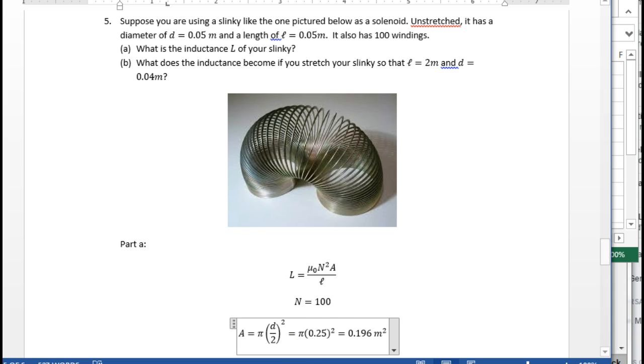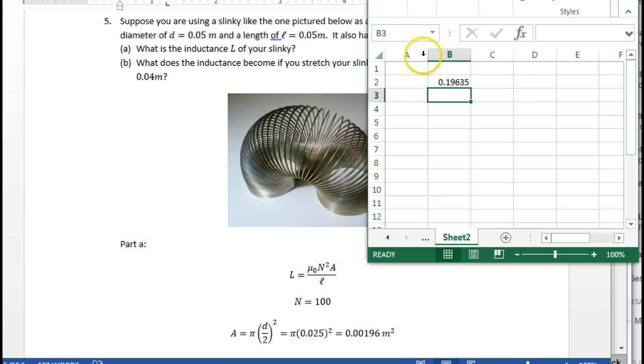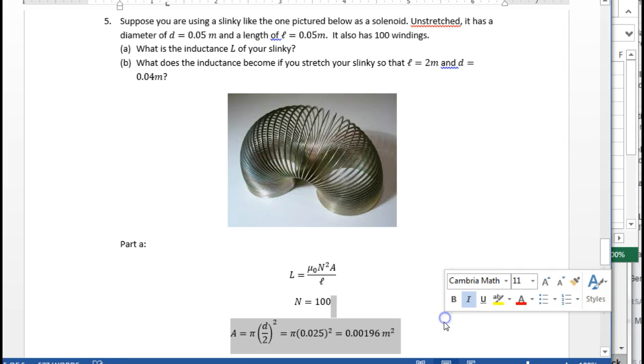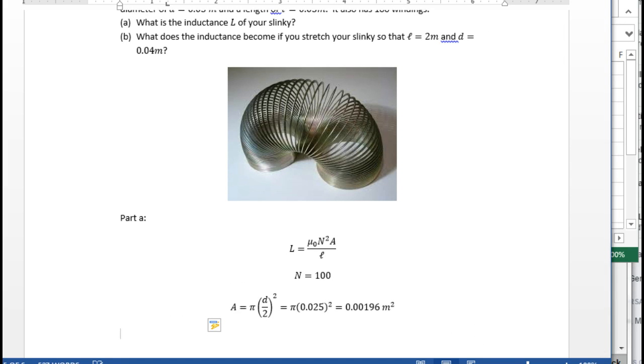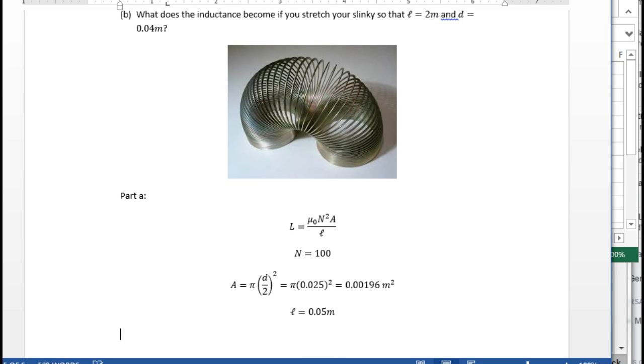Except that I got my math off. This is, pardon me, not 0.25, 0.025. So, go back here, 0.025. There we go. Okay. And then the length is 0.05 meters. So we put all of that together.